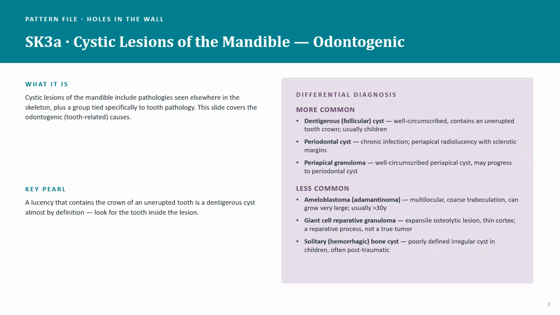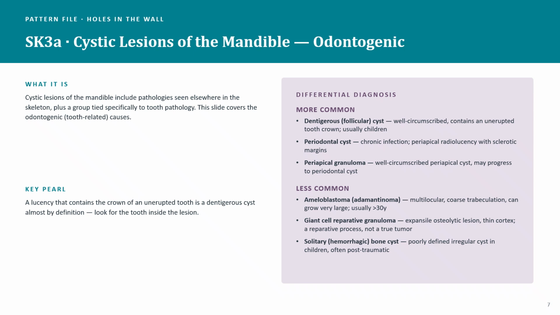With our follicular cysts, they typically form around the crown of the patient's tooth, a tooth that hasn't erupted yet. With the periodontal cysts and also the periapical granulomas, they are usually associated with some sort of infection that the patient is having, and are typically near the root of their tooth. So some of the less common lesions are going to be the ameloblastomas, which typically can grow very large. And then we also have giant cell granulomas, which can actually expand and thin out the patient's jawbone.